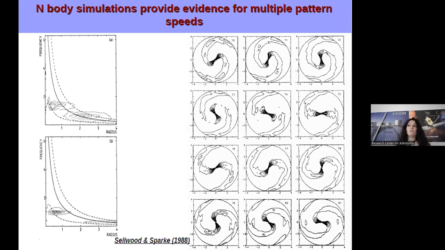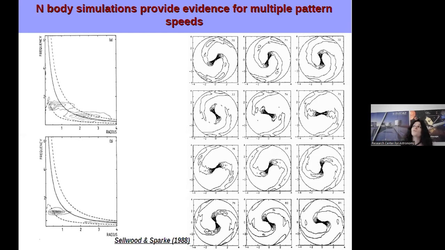Well, they tried to make the contours of the power spectrum of the m equal to 2 perturbation on the disk, as they are given from a Fourier analysis. And we can see that Sellwood showed that there are two maxima: the inner maximum at a smaller radius at higher frequency, and another maximum at the outer radius of the disk with a half value frequency.